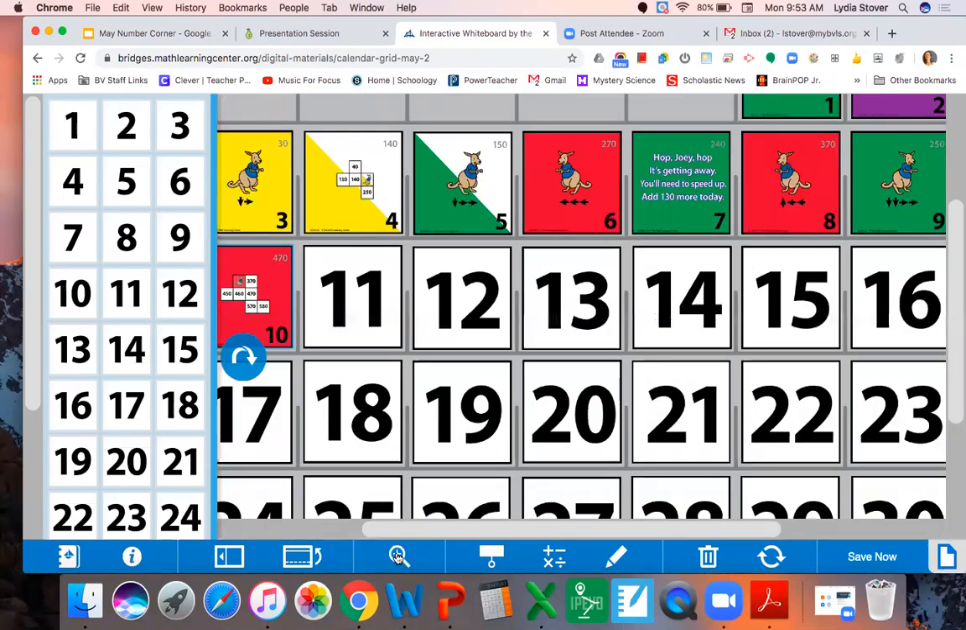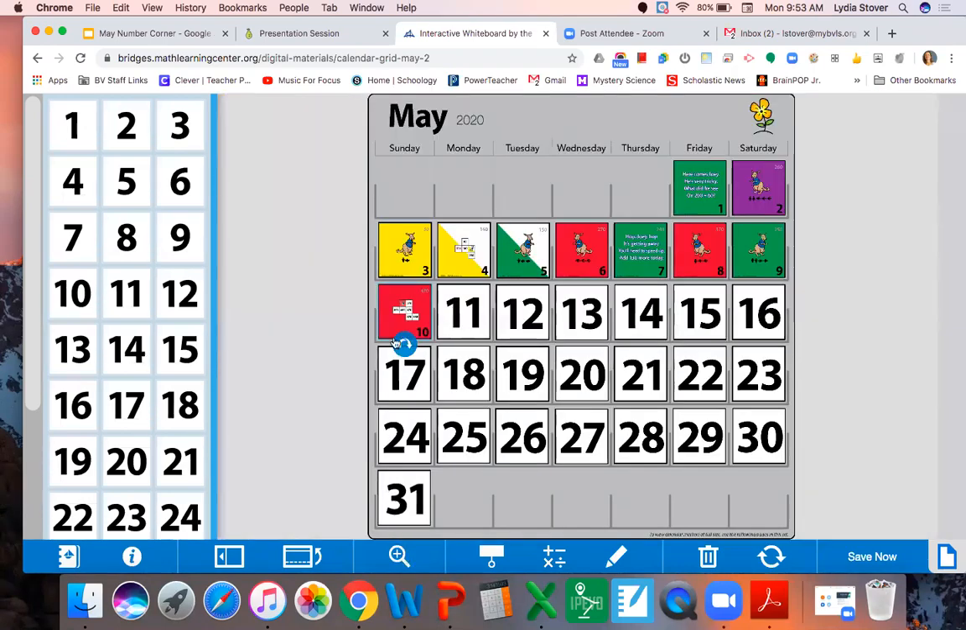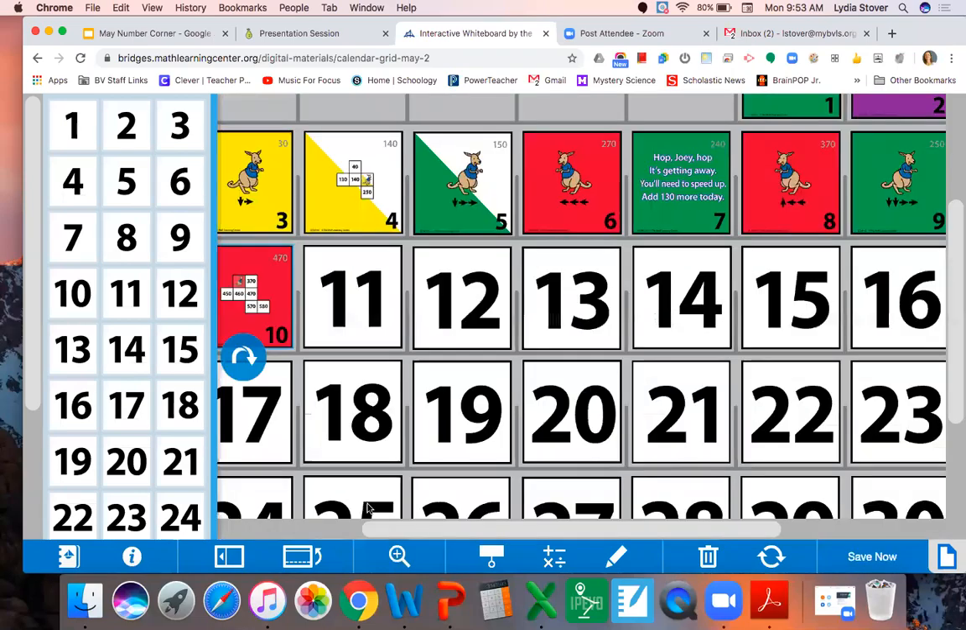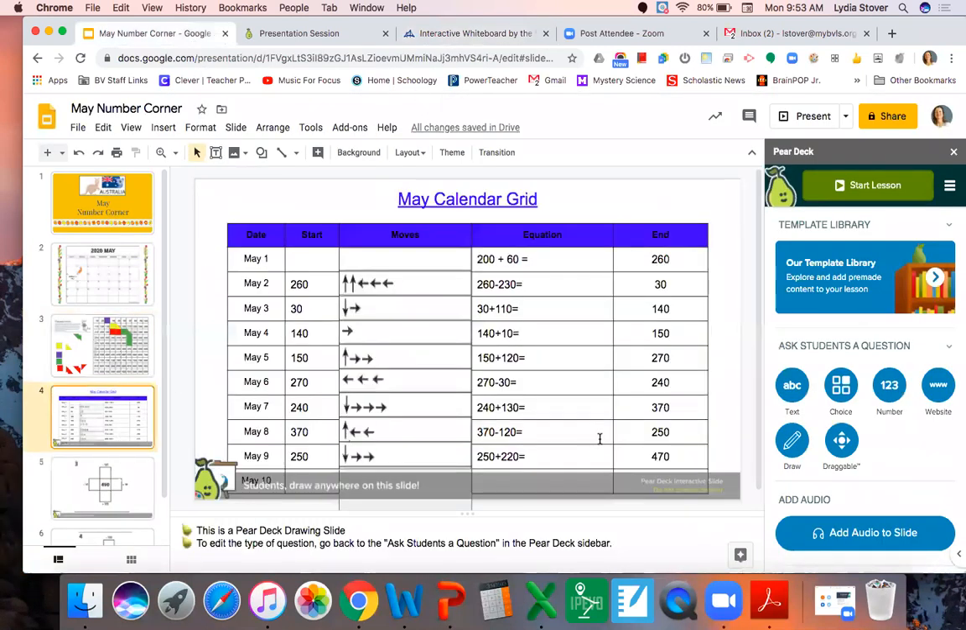Ooh, what is this? I can't get to it. Let me try zooming in one more time without it jumping away from me. It looks like she's right next to 370, right above 460, or 360, sorry. So that's our ending number. She ended today at 360.